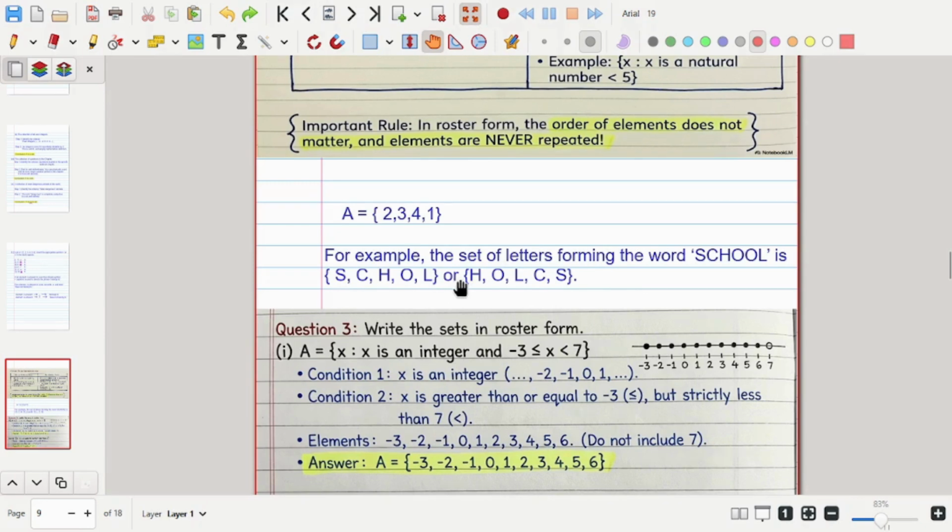So these two sets, SCHOL and HOLCS, are the same.